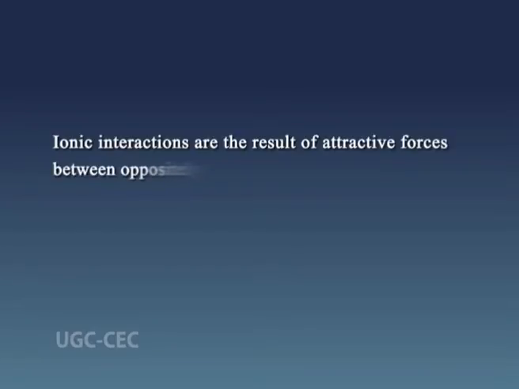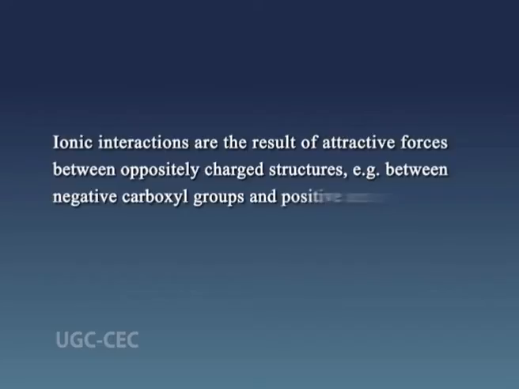Next is ionic interaction. Ionic interactions are the result of attractive forces between oppositely charged structures, for example, the negative carboxyl group and the positive amino group. These electrostatic forces average about 20 kilojoules per mole in aqueous solution. Typically, the electrical charge is widely distributed, so these interactions may lack the directionality of hydrogen bonds or the precise fit of the van der Waals interaction.